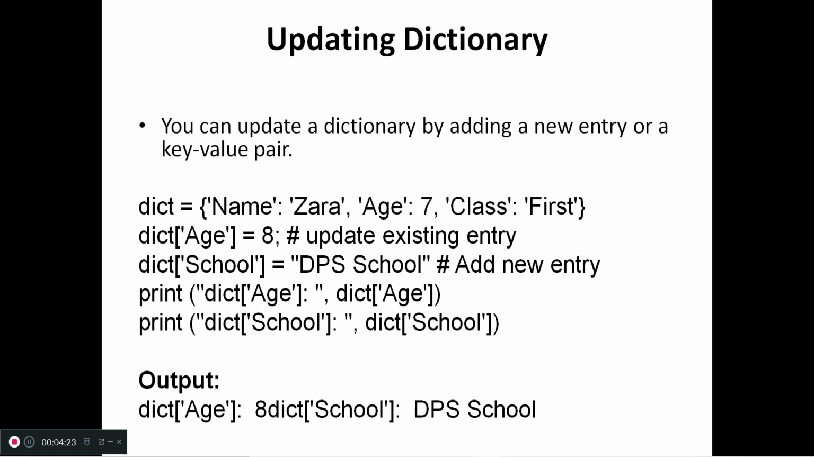Now we'll move on to updating dictionary. You can update a dictionary by adding a new entry or a key value pair, modifying an existing entry, or deleting an existing entry, as shown in the example given on your screen. When this code is executed, it provides the results of dict age is equal to 8, dict school is equal to DPS school. So let's try this code in our Jupyter notebook.